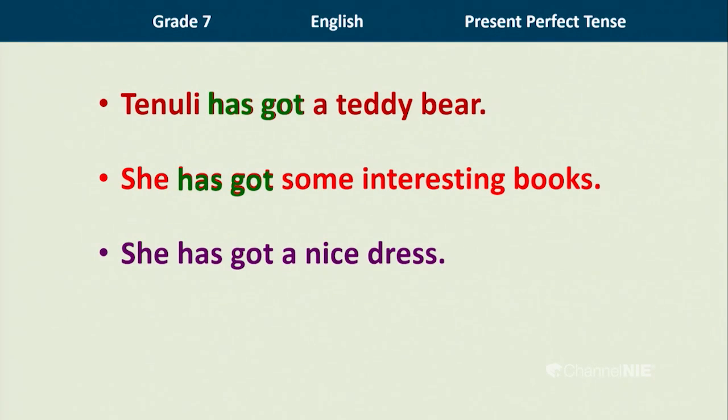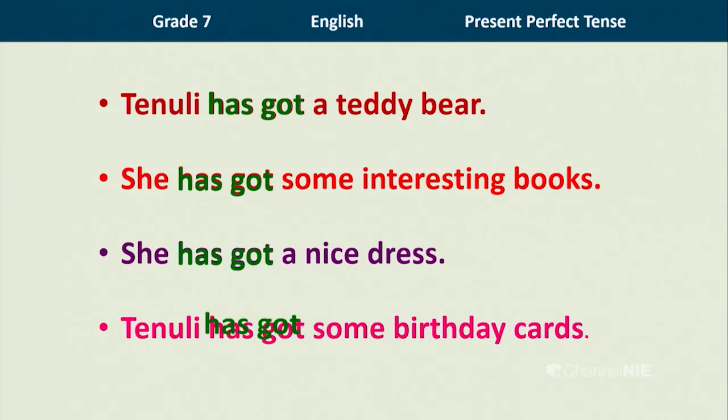Tenuli has got a teddy bear. She has got some interesting books. She has got a nice dress. Tenuli has got some birthday cards. Fine, children. Now, even in these sentences, you can see the use of present perfect tense. We have used has plus got to denote the fact that she has received something, has got.